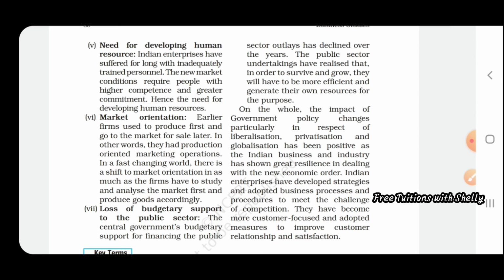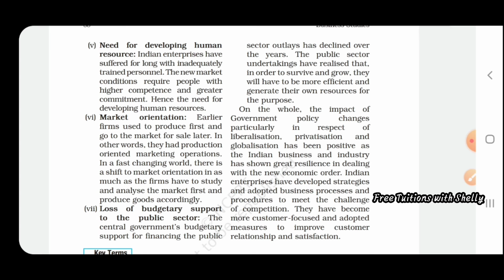In other words, they had a production-oriented marketing operation. In a fast-changing world, there is a shift to market orientation, inasmuch as firms have to study and analyze the market first and produce goods accordingly. By studying the taste and preference and the conditions of the market, then only the firms produce. Before, it was not like that. The firms would produce whatever they liked and sell it. But now it is not possible.